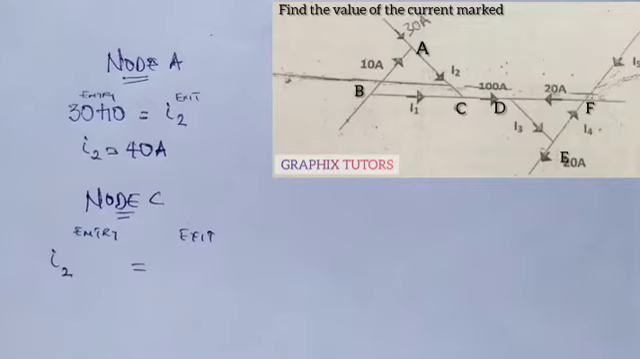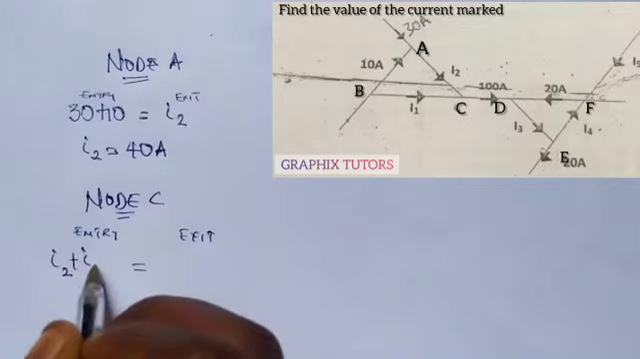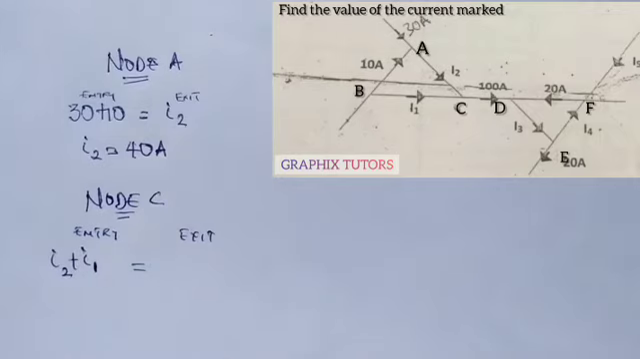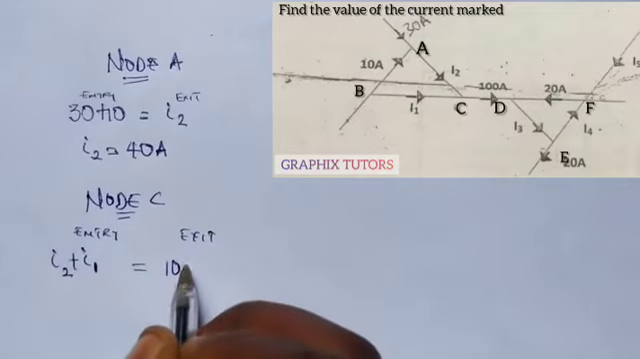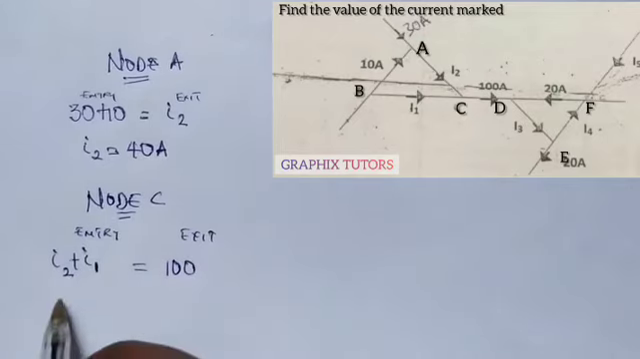I1 is pointing to node C, means I1 is entering. So plus I1, right? Then the 100 amp is leaving. The arrow is pointing away from C, means it's leaving. So I write my 100 amp.